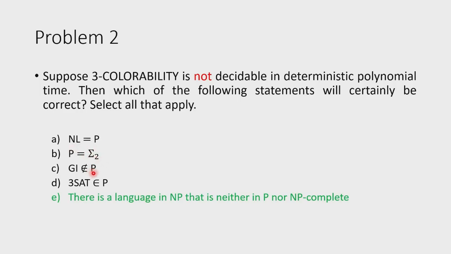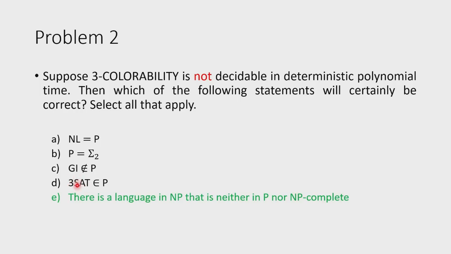Now for the third option, we know that P not equals NP and GI is a problem in NP, but that does not immediately imply that GI is not in P, right? Because it is as well possible that there is an efficient algorithm for GI but no efficient algorithm for 3 colorability, because as of now we don't know if GI is NP complete or not. So we can't say anything about this statement either.